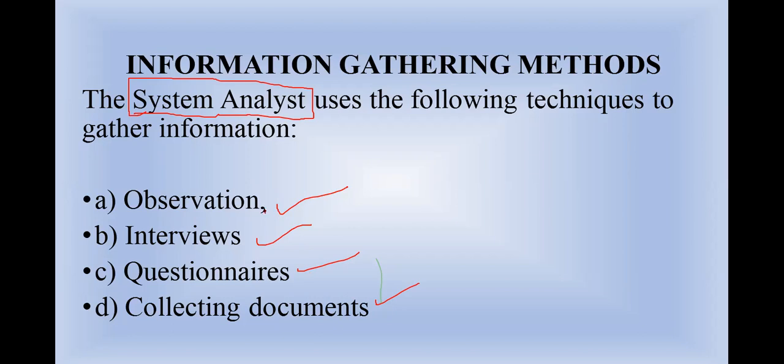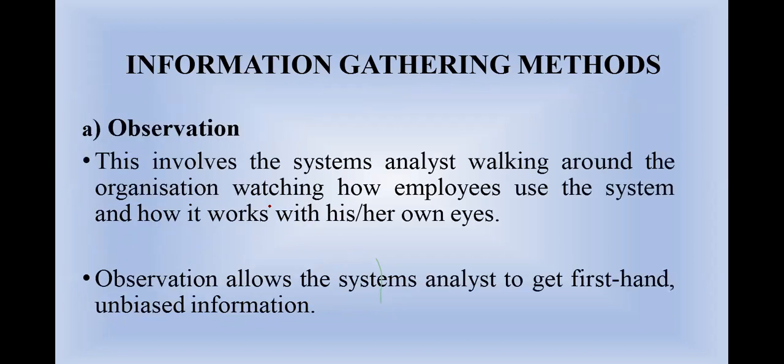One, let's talk about observation. In observation, this involves the system analyst walking around the organization, watching how employees use the system and how it works with his or her own eyes. Observation allows the system analyst to get first-hand and unbiased information.